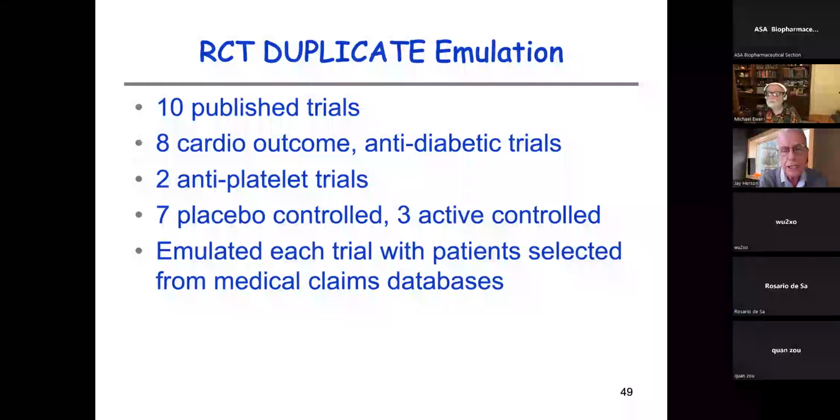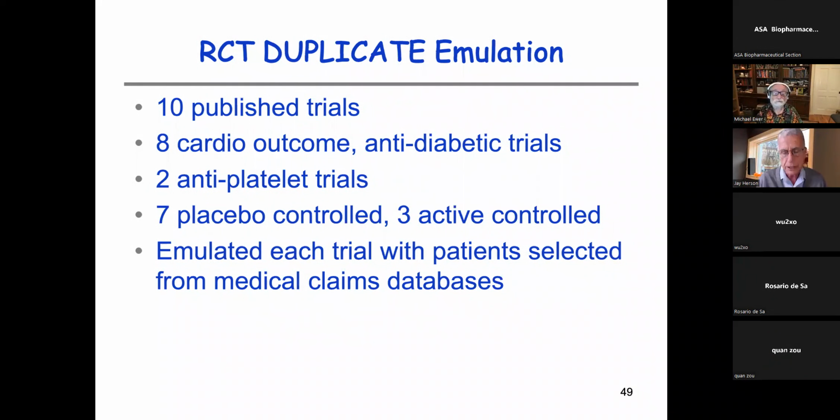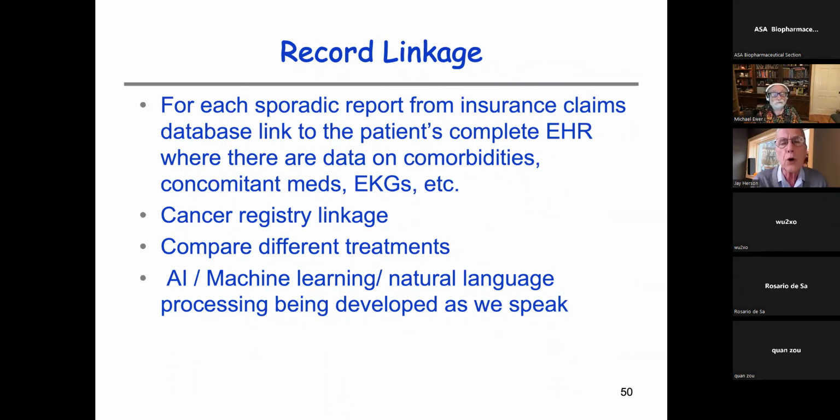We know they weren't successful with efficacy, and they weren't so successful from what we know so far with safety data either. So that brings us to, is there any hope? Yes, some of you may have been thinking of record linkage, as I taught. For each sporadic report from an insurance claims database, can we link to the patient's complete EHR, where there are data on comorbidities, concomitant meds, EKGs, etc.? And there may be a link to a cancer registry where the patients are found, and then compare different treatments. We now have the tools of artificial intelligence, machine learning, and natural language processing being developed as we speak, and these can also be used to bring the data together in a more useful way.